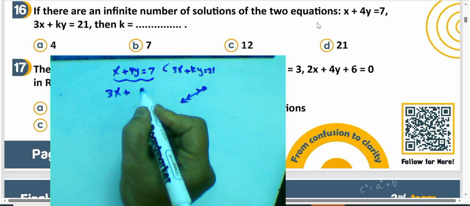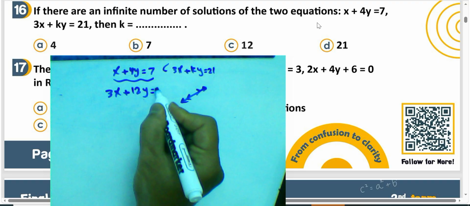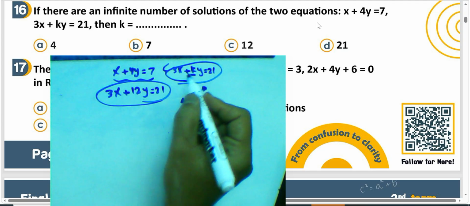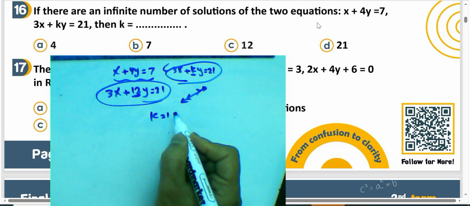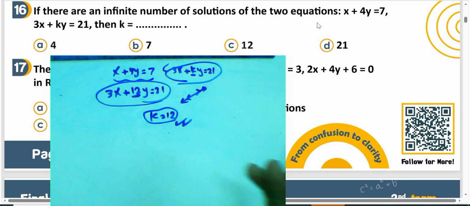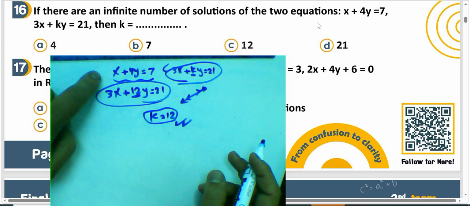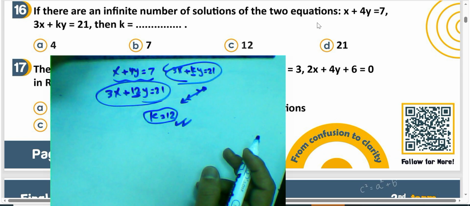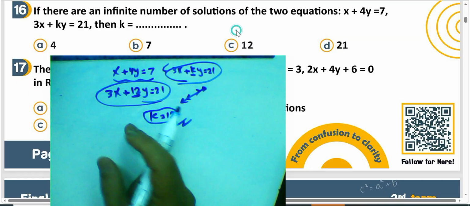Then 3x plus 3 times 4 is 12y, and 3 times 7 is 21. Then we have two congruent equations here. Then the coefficient of k must be 12 because they are congruent. Congruent means similar coefficients of x and y, so you must multiply by 3. The first equation with all terms is 3x plus 12y equals 21. So they are equivalent, and the value of k will be 12. So it's C here.